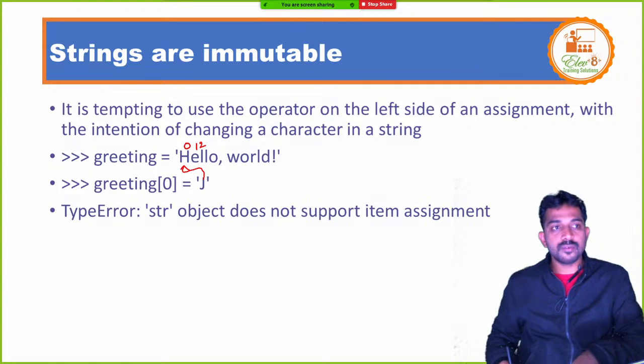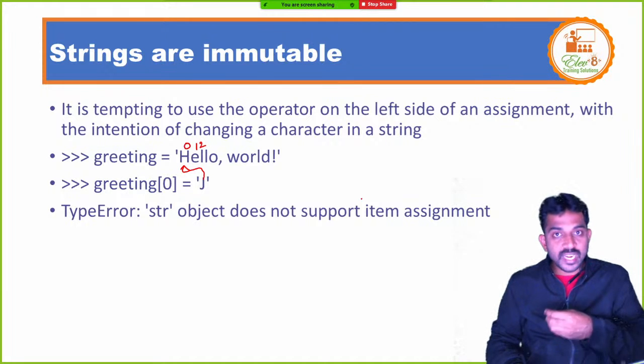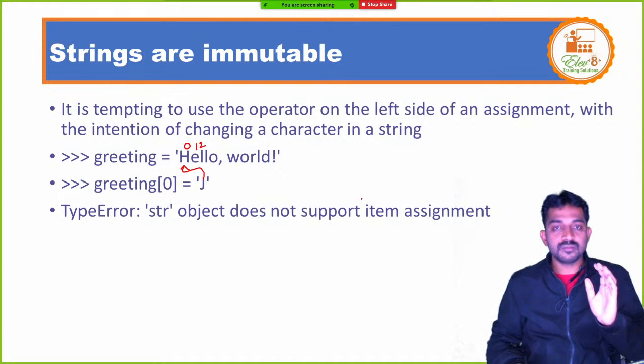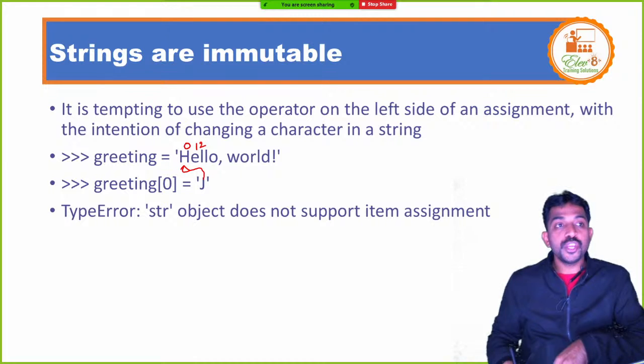See what happened. The string object does not support item assignment. The reason behind that is strings are immutable. It means you don't have permission to change the strings. It is called immutable. Sir, how can I do the same thing? If you want to do the same operation, what you need to do is remove the H, and place J here in place of H.